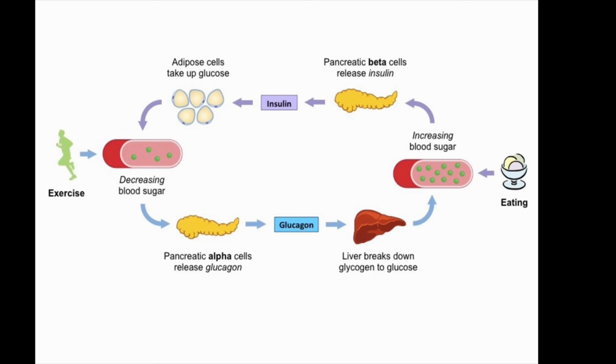homeostatic level. Now, how about if, let's say, we eat too much? After eating a meal, for example, that will increase blood sugar levels, and that will be the stimulus to cause the pancreatic beta cells, which are specialized cells, to release insulin. Insulin is a hormone that targets the fat cells, also known as the adipose cells, to take up glucose, and that will decrease blood sugar levels.